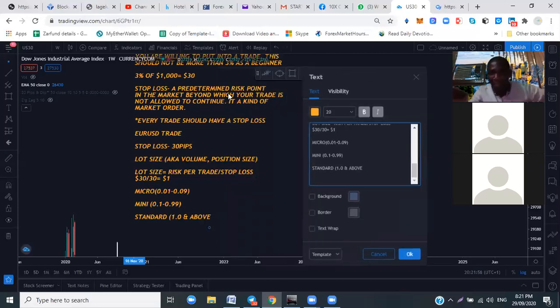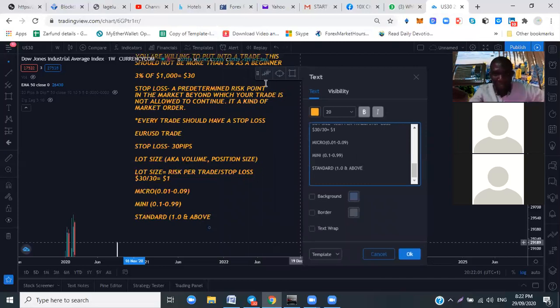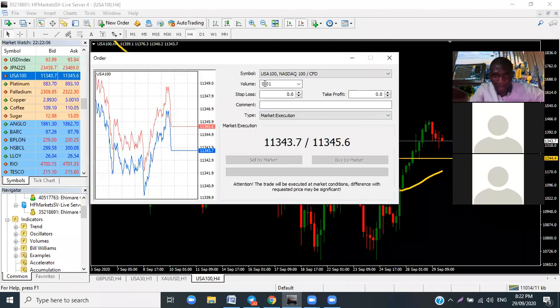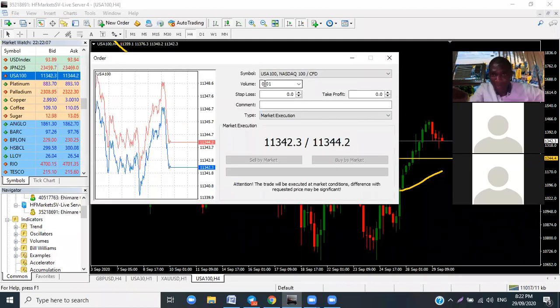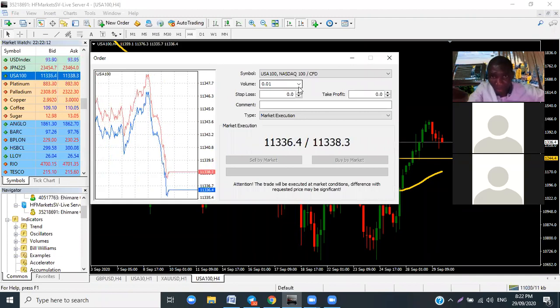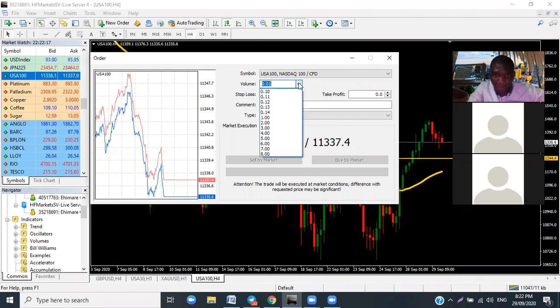And above. So that's the standard lot, 1.0. Now, when I'm talking about that, I'm talking about this. I'm talking about the volume here. Now, if you notice, you see 0.01, right? Can we see that? Yes. Okay, great. So when you see a drop down, then when you click on that drop down, you will see.